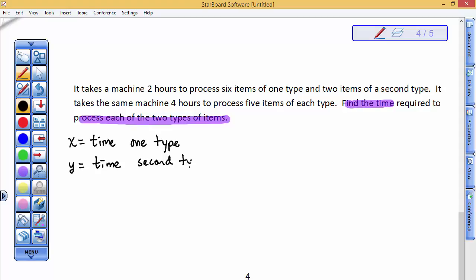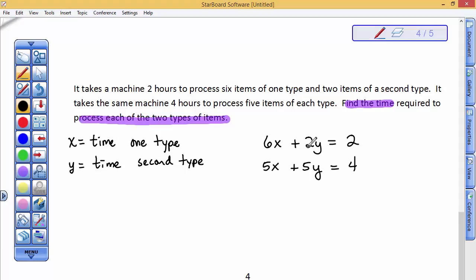So it's the number of hours per item. It takes 2 hours to process 6 of the X and 2 of the Y. So 6 of the X and 2 of the Y takes 2 hours to process. It takes the same machine 4 hours to process 5 items of each type. So 5 of this one at so much time per item, and 5 of this one at so much time per item. And I'm just going to remind you of elimination.